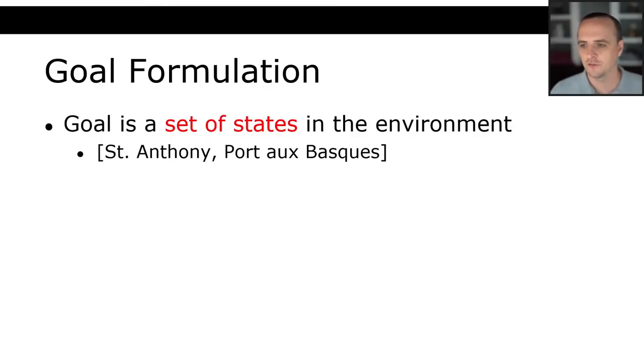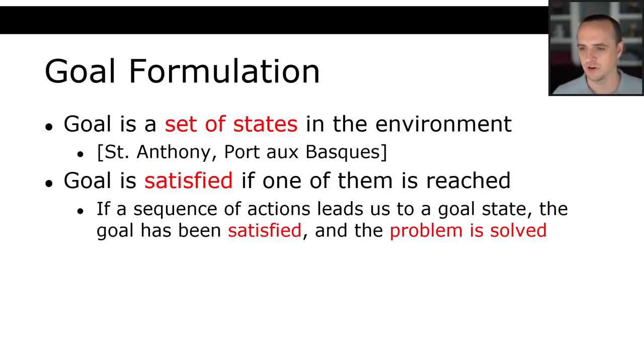So we're going to define a goal as a set of states in the environment. So the goal is satisfied if one of them is reached. So for our previous problem, the set of goal states is St. Anthony or Port-au-Basque. It's the places that we want to be in to solve our problem. So the goal is satisfied if one of those states of the environment is reached. So if a sequence of actions leads us to the goal state from the start state, then the goal has been satisfied and the problem is solved. Okay, that's how we are defining problem solving.